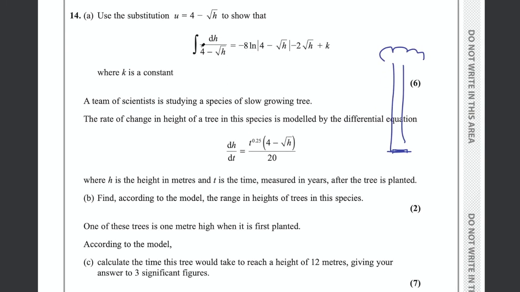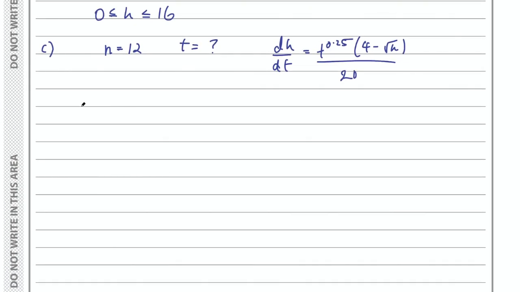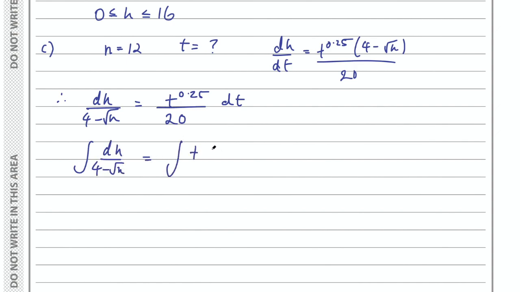So in part A, we found the integral of dh on 4 take root h. In this expression, we have a 4 take root h and a dh. If we rearrange this in this way, we already have that integral. So maybe we can use that somehow. So let's firstly take that derivative and rearrange it to say this would be dh on 4 take root h equal to t to the power of 0.25 on 20 multiplied by dt. And then if we integrate both sides, we'd have the integral of dh on 4 take root h equal to the integral of t to the power of 0.25 on 20 with respect to t.